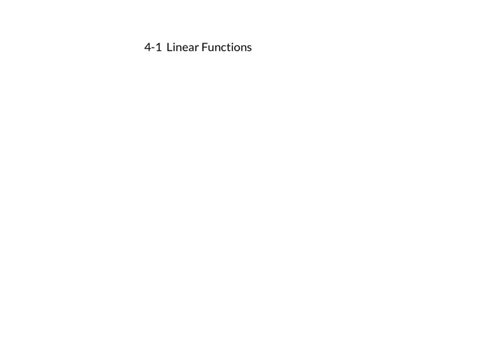This is 4-1 linear functions. In order for something to be a linear function, it needs to both be a function and be linear. So we're going to write out the definition and break that down for you.